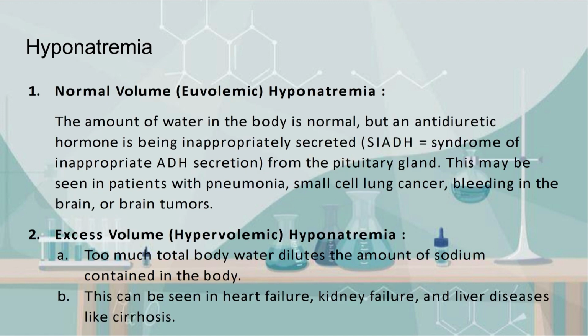Normal volume, euvolemic, hyponatremia. The amount of water in the body is normal, but an antidiuretic hormone is being inappropriately secreted from the pituitary gland. This may be seen in patients with pneumonia, small cell lung cancer, bleeding in the brain, or brain tumors. Excess volume, hypervolemic, hyponatremia. Too much total body water dilutes the amount of sodium contained in the body. This can be seen in heart failure, kidney failure, and liver diseases like cirrhosis.